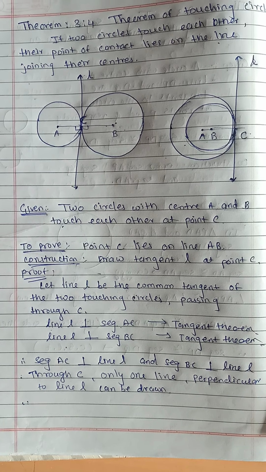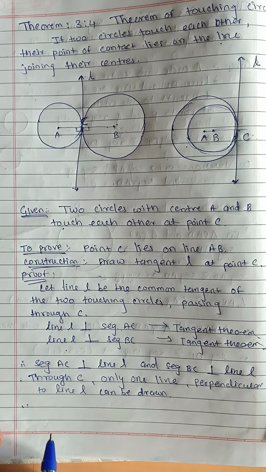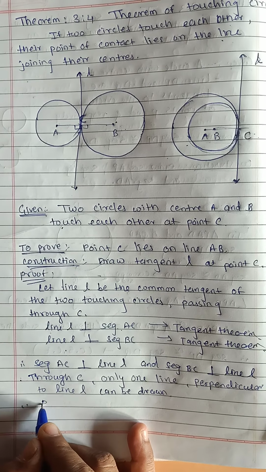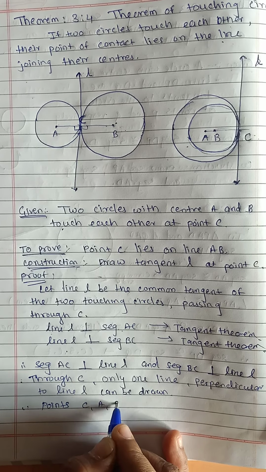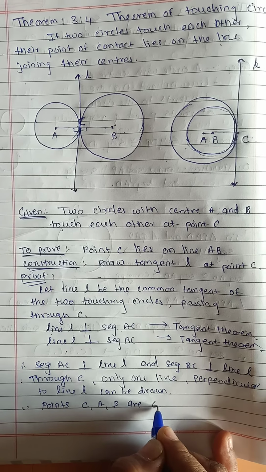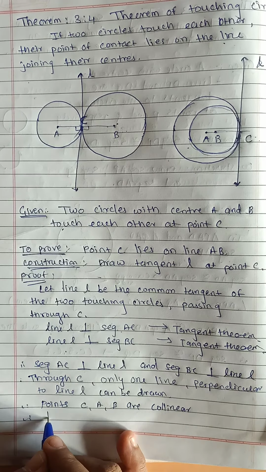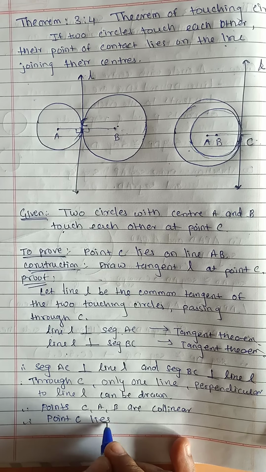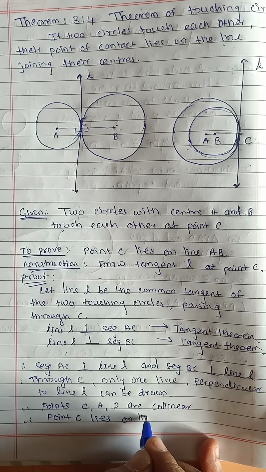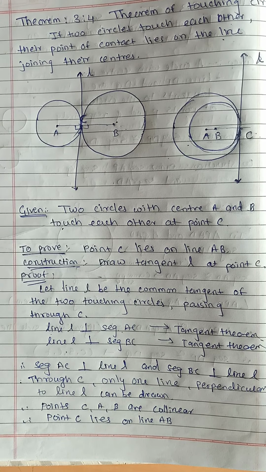So that means points A, C and B are collinear. They are lying on the same line. Therefore points C, A, B are collinear. Therefore point C lies on line AB. This we had to prove.